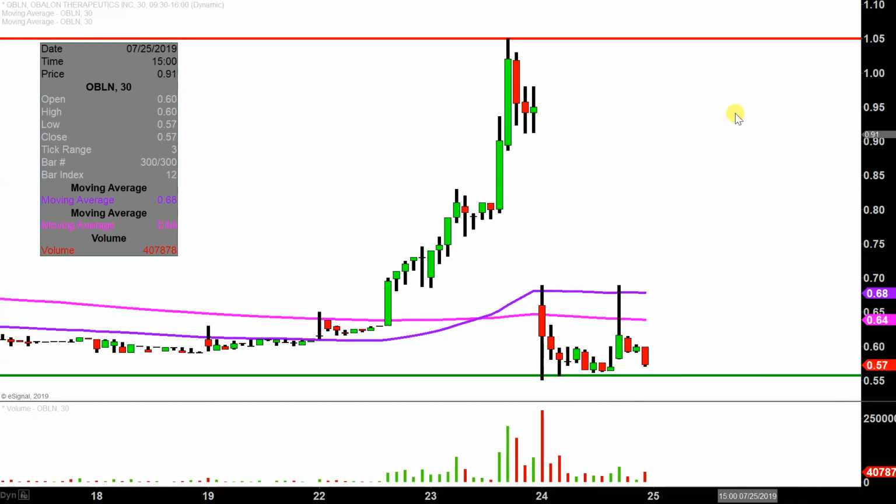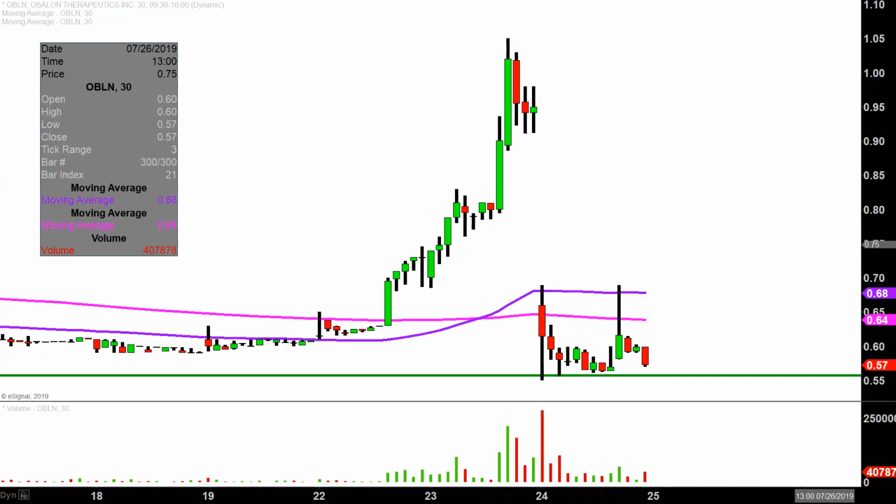On the flip side of things, as far as levels of resistance are concerned, I'll go ahead and get rid of that. It's all about right now the purple line right there, the 50-period moving average. You can see on 2 separate occasions today, the price got right up to that level at 68 and was rejected.